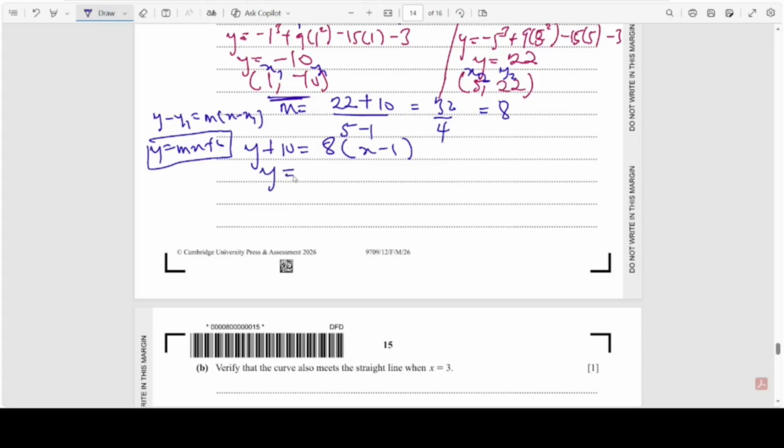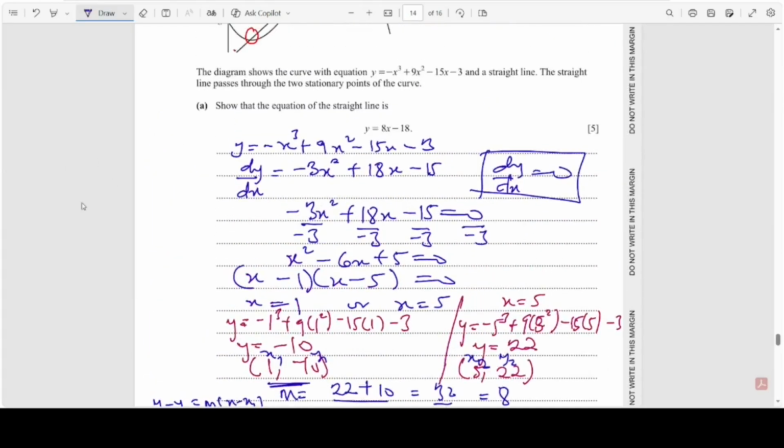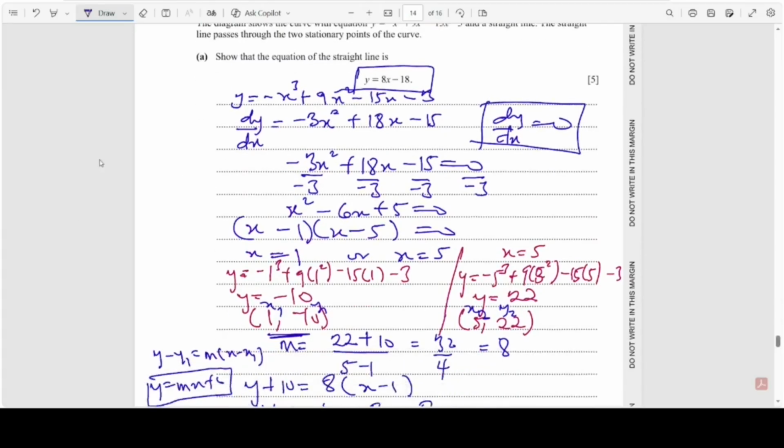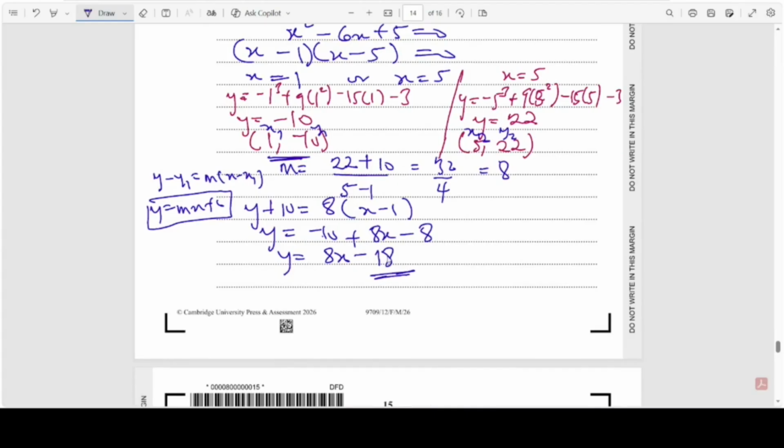Find your c and then find the equation of the line. So over here, y is equal to negative 10, and then we expand the bracket, plus 8x minus 8. Y is equal to 8x. Negative 10 minus 8 is negative 18, and that is exactly what the question says. We should show that the equation of the straight line is y is equal to 8x minus 18, and that's it.